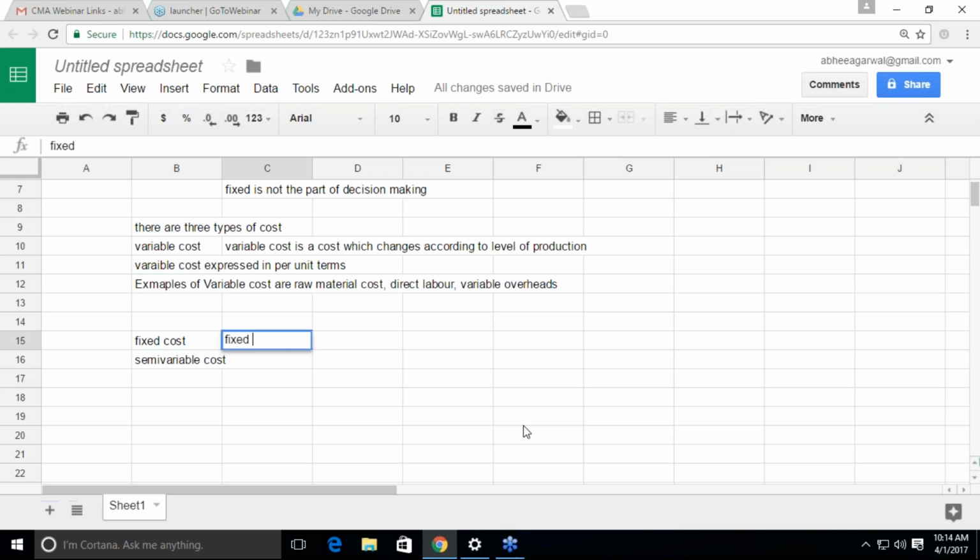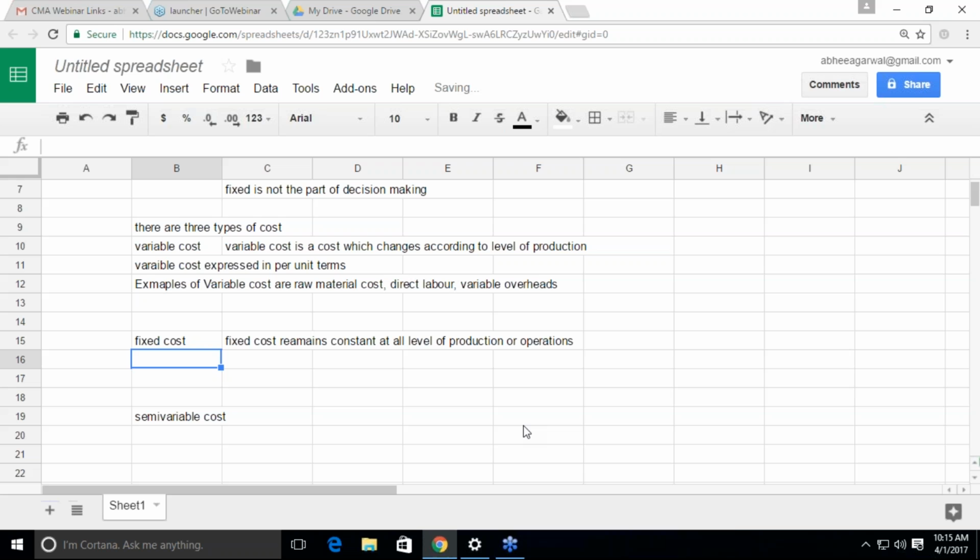Let's talk about the fixed cost. Fixed cost remains constant at all level of production or operations. That means if you produce 0 unit, 0 to 100%, whatever production you are doing, your fixed cost will remain same, will not change.